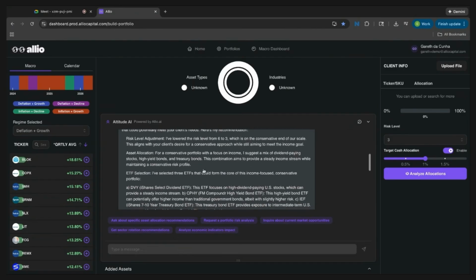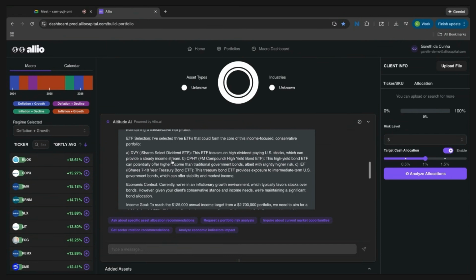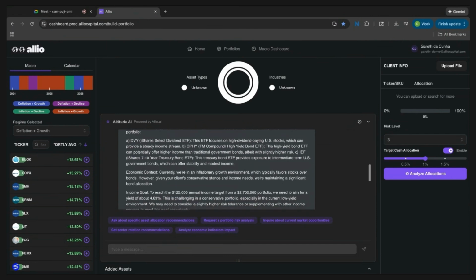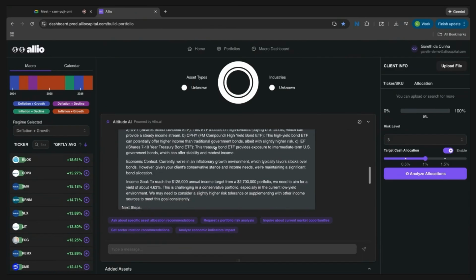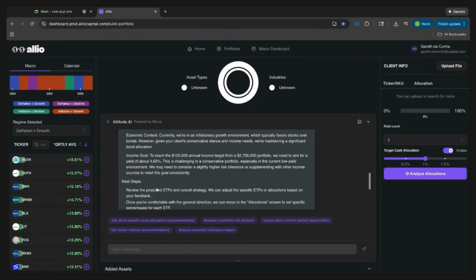Conservative portfolio focused on income, focused on ETFs to manage fees. Gave us iShares, high yield bonds, and some treasuries. Yeah, so it was able to hit about a 4.6% yield.